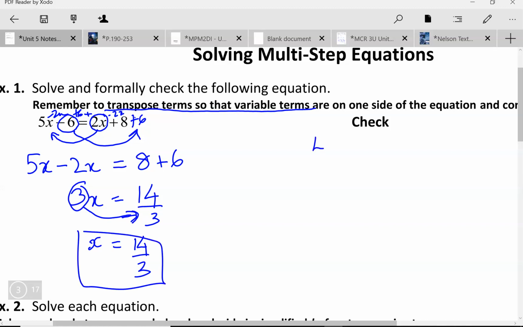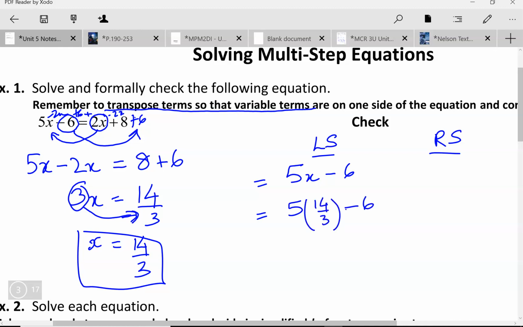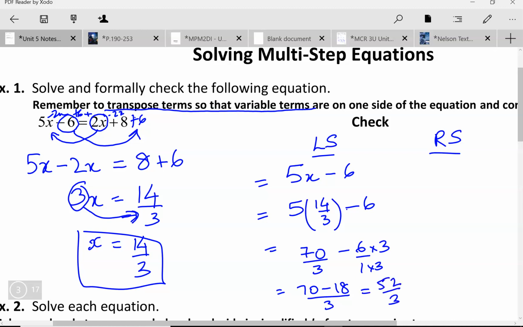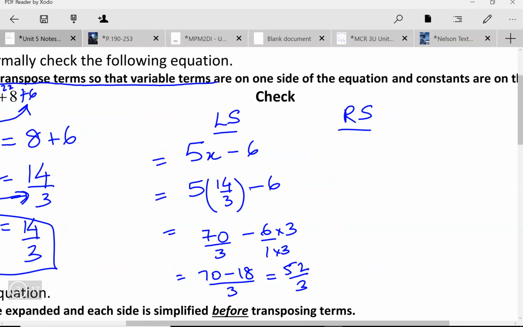How do I check? If we remember our check, we have to start with an LS and RS. Put a line there. Our LS was 5x minus 6, correct? And what is x now? We think x is 14 over 3. So what is 5 times 14 over 3? This is 70 divided by 3 minus 6. Take a common denominator, which is 3. So this is 70 minus 18 divided by 3, which is in fact 52 divided by 3. So that was our left-hand side simplified.